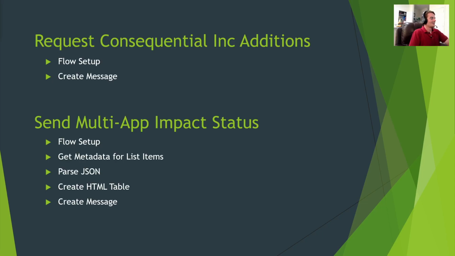All right. So we've made it through by far the biggest of the three back-end flows running on Power Automate. So next, we're going to be going through the other two main functions, and these are a bit simpler for sure. We're going to start by walking through requesting consequential link additions, and then we're going to go through sending multiple application impact statuses.